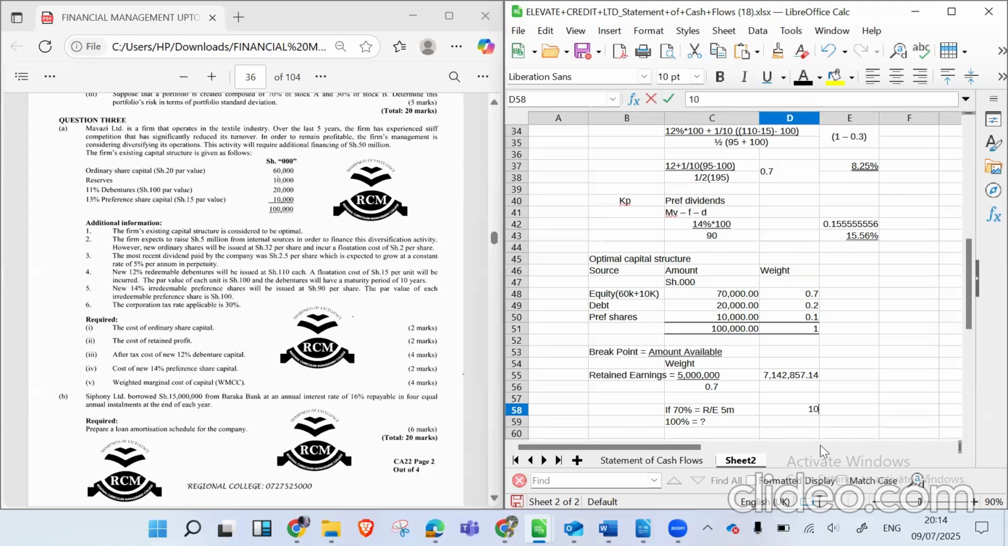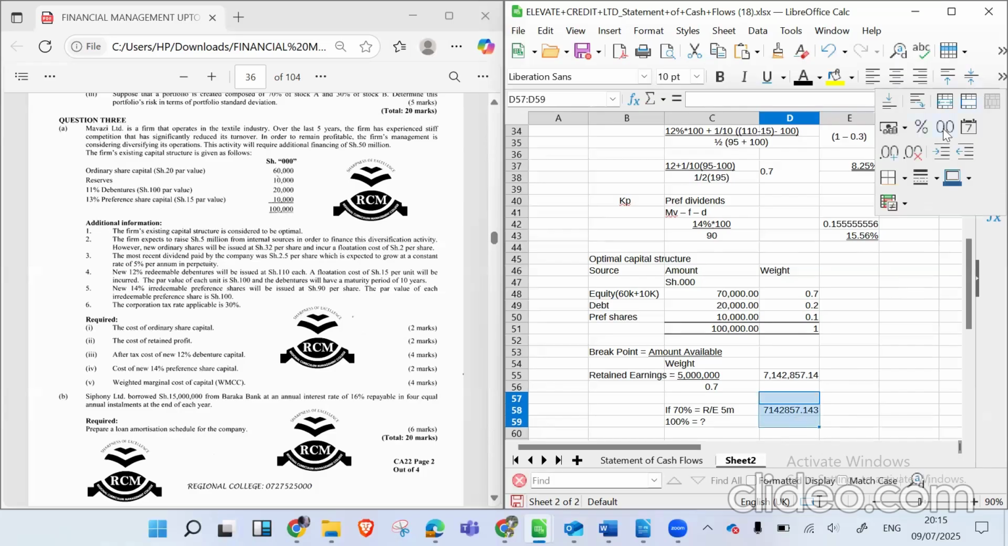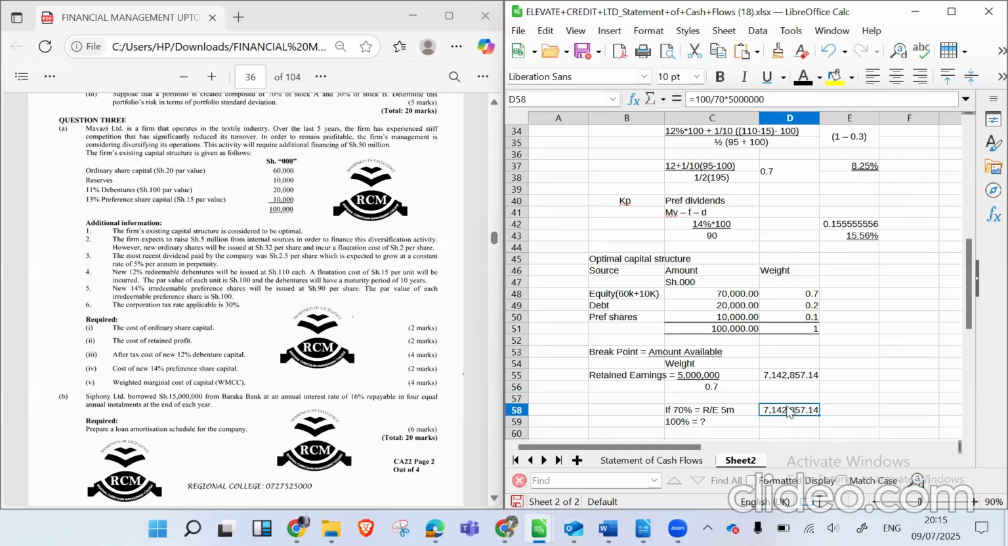Nikifanya hesabu najua italeta 100 divided by 70 times 5 million. And I believe hiyo ndio hesabu tumefanya pale. You see what we get? So 100 over 70 times 5 million. So if 70% will come from the retained earnings, which are 5 million, how much will be the 100%?